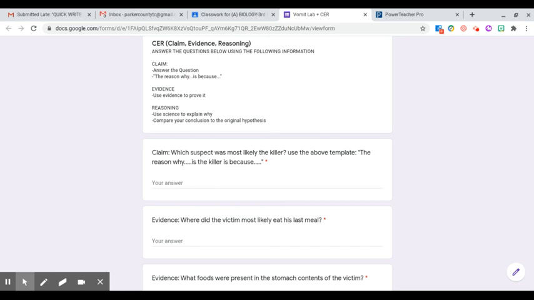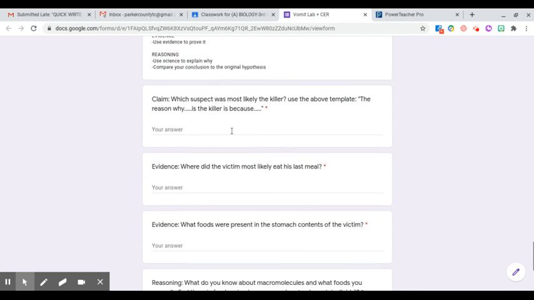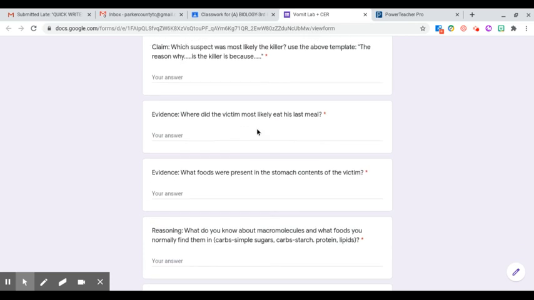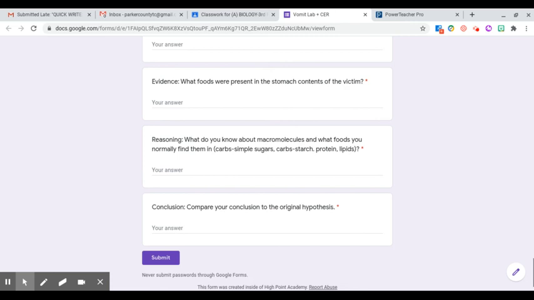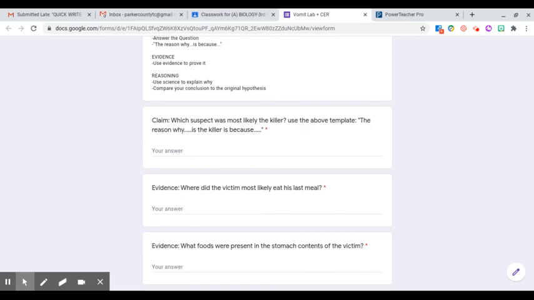Basically, you are giving your answer on who you feel is the killer in a scientific way. You're going to tell me how you found that with evidence to prove it, and then you're going to explain why. Basically, this is going to be restating your hypothesis. So you'll just go through these and you'll explain in detail who you think the killer was, and this is how I want you to write it.